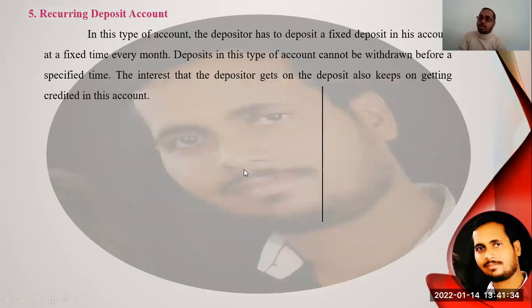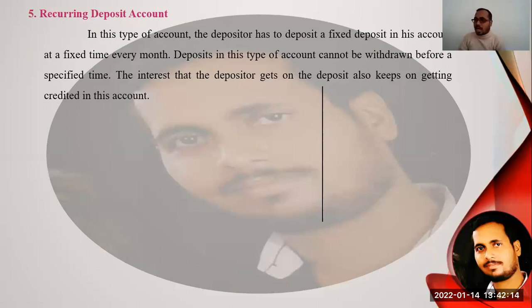Now the recurring deposit account is another kind of saving, increasing the small savings, especially in rural areas. In this type of account, the depositor has to deposit a fixed amount in his account at a fixed time every month. Deposits in this type of account cannot be withdrawn before a specified period. The interest that the depositor earns on the deposit also keeps getting credited to his account. It is also called an RD account, recurring deposit account.